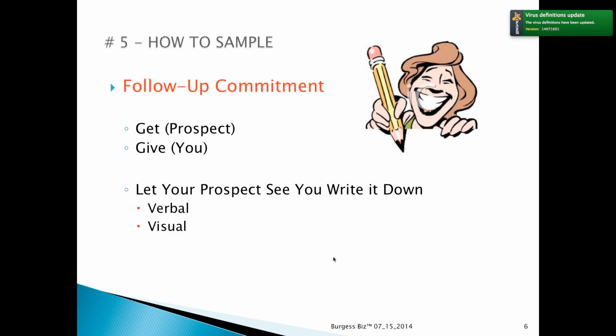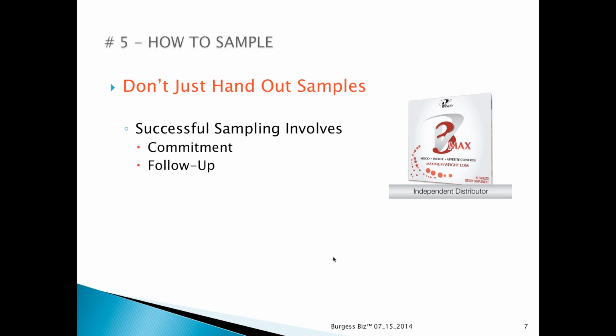So get and give. Let your prospect actually see you write it down in your planner. It could be verbal commitment, but it's also going to be that visual. I'm going to write that in my planner. So I'm going to call you at 10 o'clock. I'm writing that down. And remember to set your alarm too, to remind you to do that. And they actually see you do it. These are steps that sound so simple, guys, but they're so critical to your success with sampling.